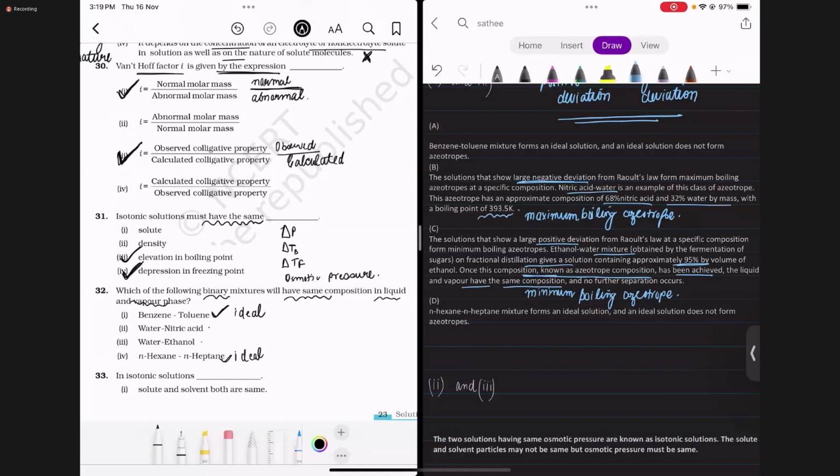same composition. So जब हम इथेनॉल एंड वाटर के मिक्सचर को फ्रैक्शनल डिस्टिलेशन करते हैं, तो उससे हमें एक सॉल्यूशन मिलता है कंटेनिंग 95% बाय वॉल्यूम ऑफ इथेनॉल. एंड उसके बाद लिक्विड एंड वेपर फेज का सेम कॉम्पोजिशन होता है एंड नो फर्दर सेपरेशन अकर्स, यानी कि वो फर्दर सेपरेट नहीं होता. दैट इज द मैक्सिमम पॉइंट टिल विच इट कैन बी सेपरेटेड.